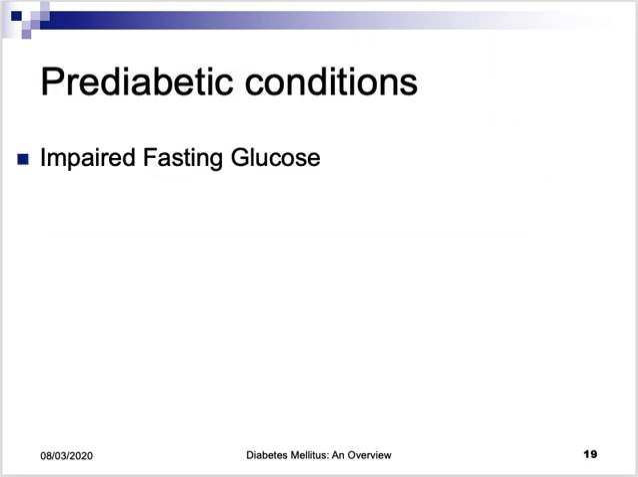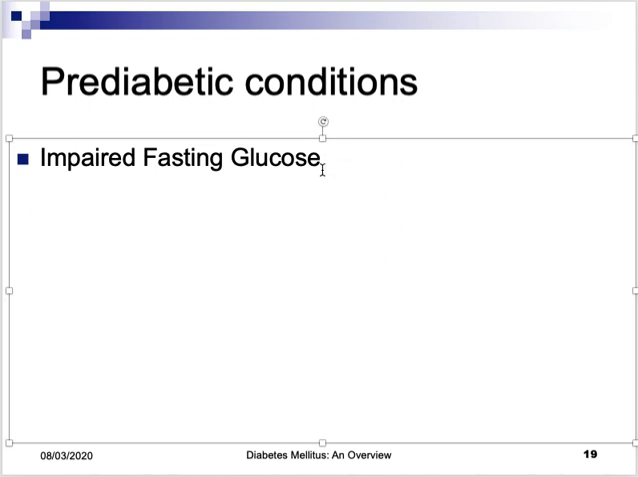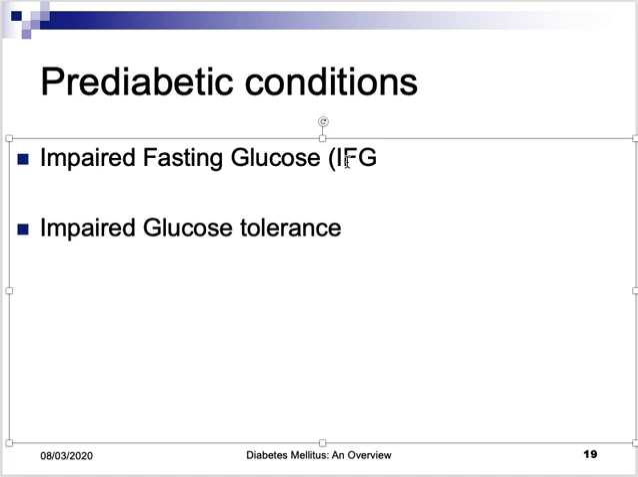There is one term called impaired fasting glucose, and there is one more term called impaired glucose tolerance. The short forms, how they write it, are IFG and IGT. So impaired fasting glucose and impaired glucose tolerance. What happens, by the way, there are many people.